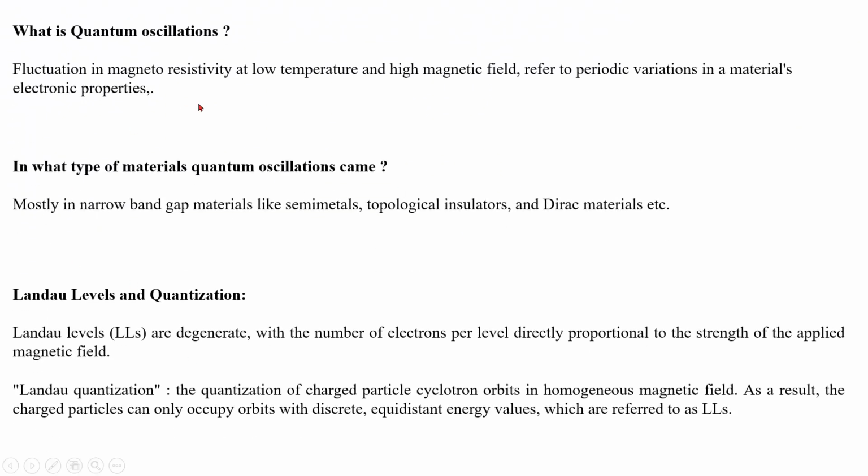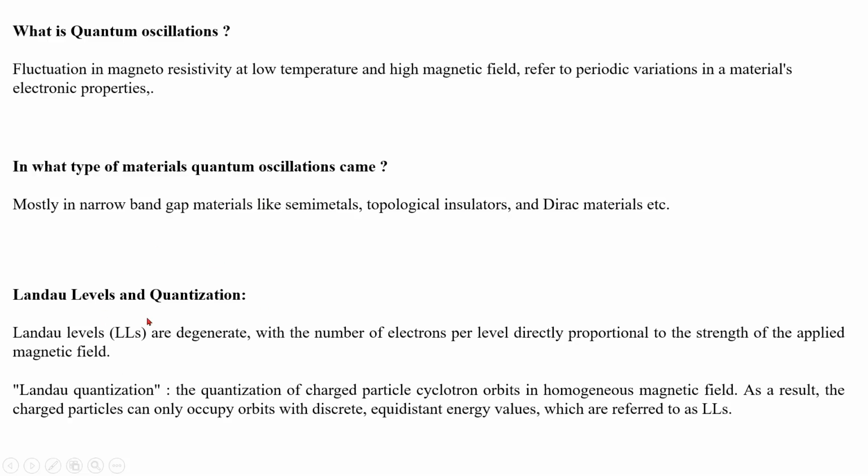So what are quantum oscillations? These are fluctuations in the magnetoconductivity or resistivity at low temperatures and high magnetic field, and refer to periodic variations in the material's electronic properties, meaning that across the density of states they show fluctuating behavior, due to which the quantum oscillations occur. In what type of materials do quantum oscillations appear? These are mostly observed in narrow bandgap materials like topological materials, semimetals, and Dirac materials.